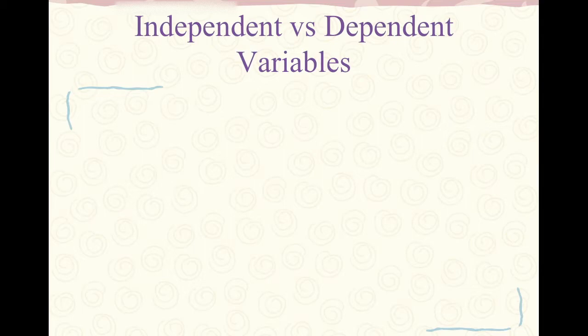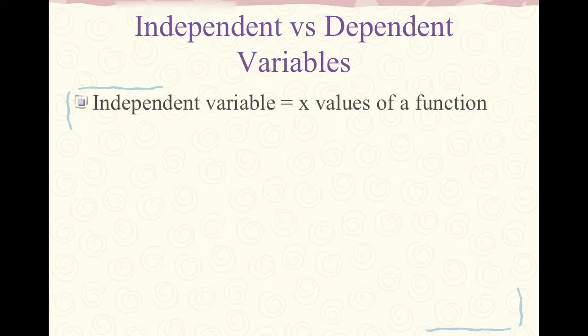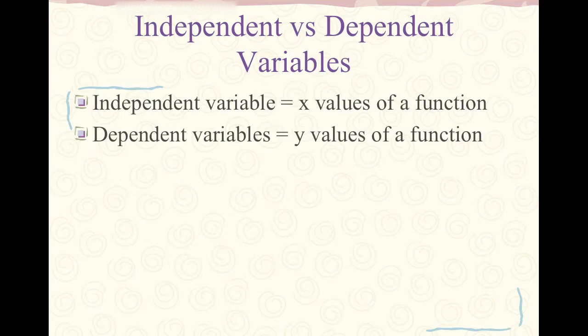Now, you've already seen this before, but let's recap. Your independent variable is always the x values, and your dependent variable is always the y values. When we're talking about word problems, usually it's up to you to find what is the x and what is the y. Sometimes x is time, sometimes y is time. It's up to you to check this out.